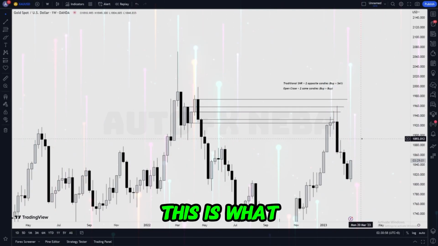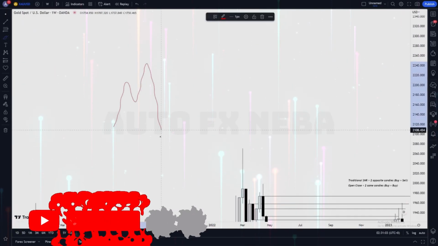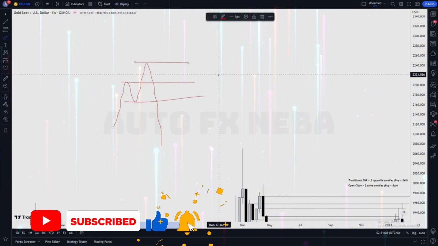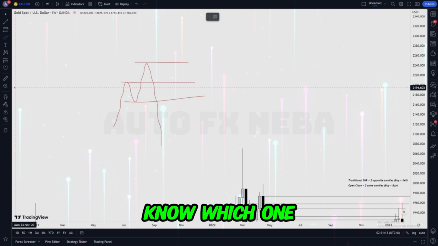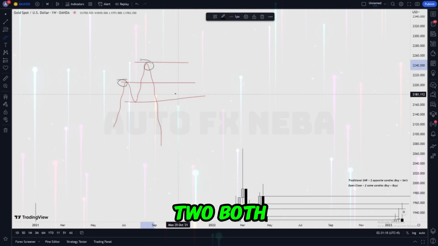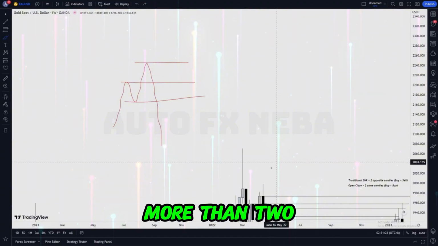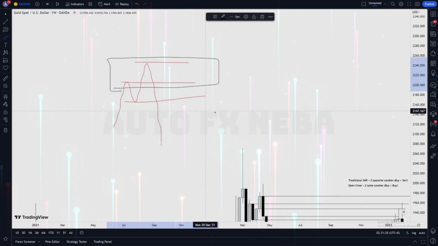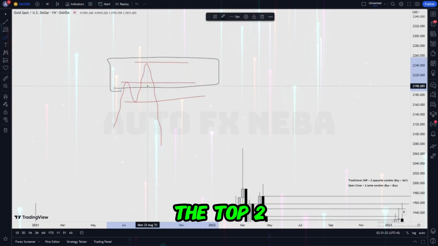Listen, this is what I like to do. Write this down somewhere. When I have 3 or more areas, the areas I will be most confident entering from, you want to know which one? I'll tell you. If I have 2, both very good, very nice to look at. But if I have more than 2, so 3, 4, 5, 6, 7, 8, 9, what do I do? I only take the top 2. Sometimes I may miss entries. It is what it is. If you don't like it, you only take the top 2, okay, no problem.